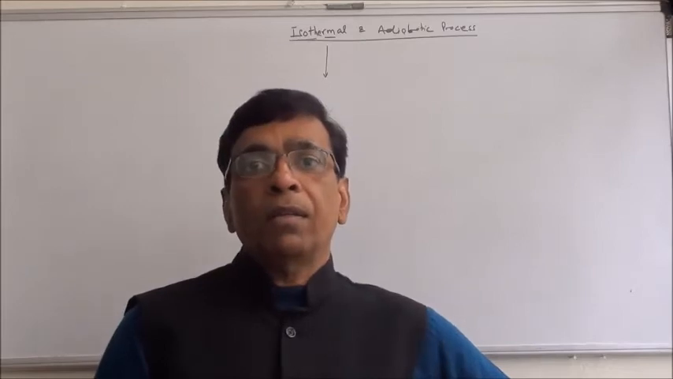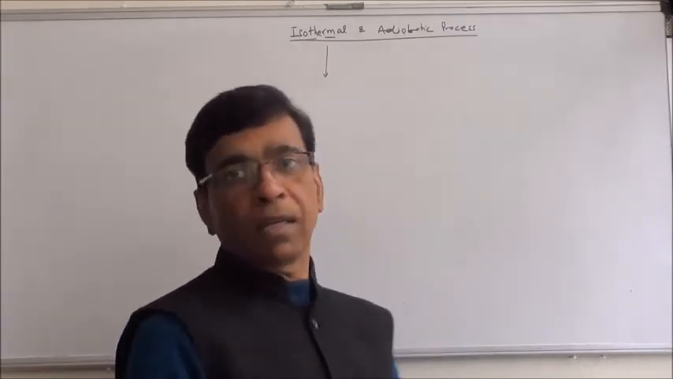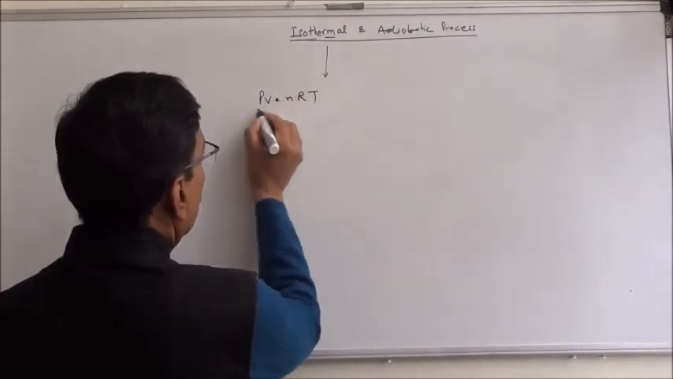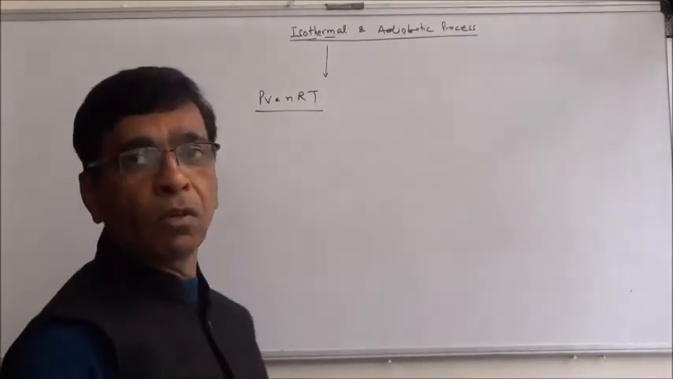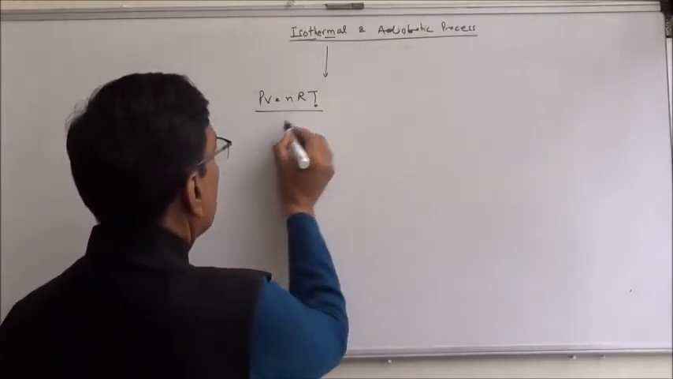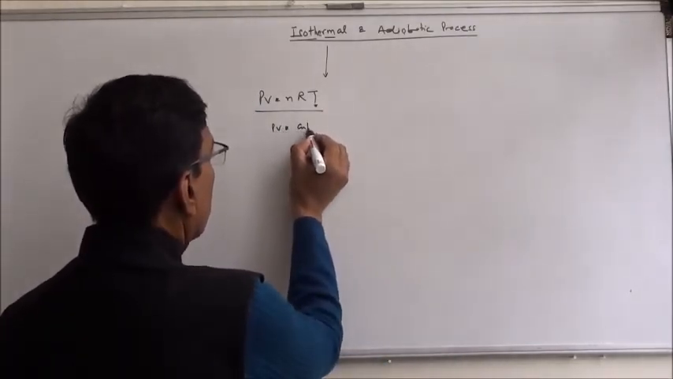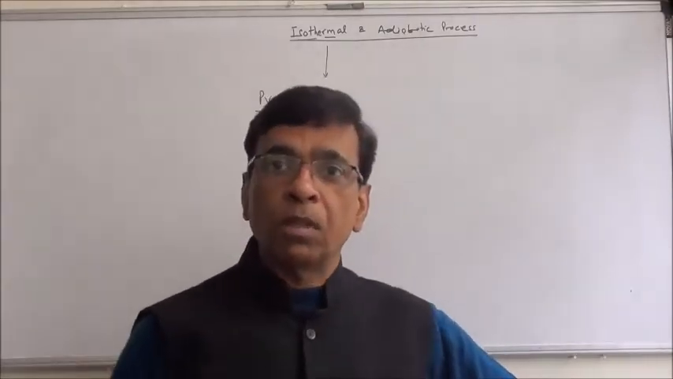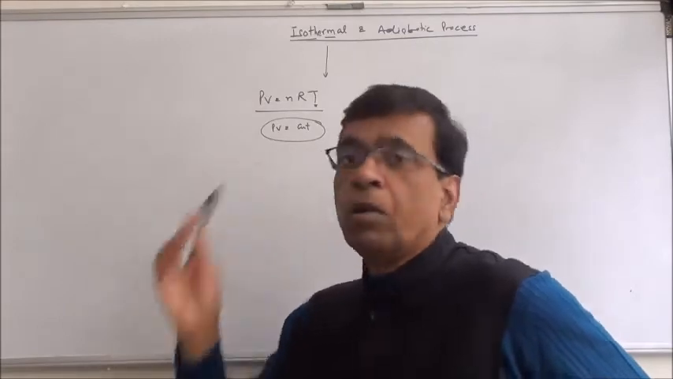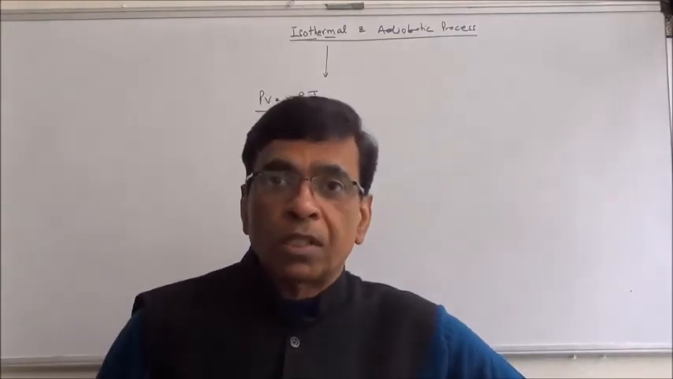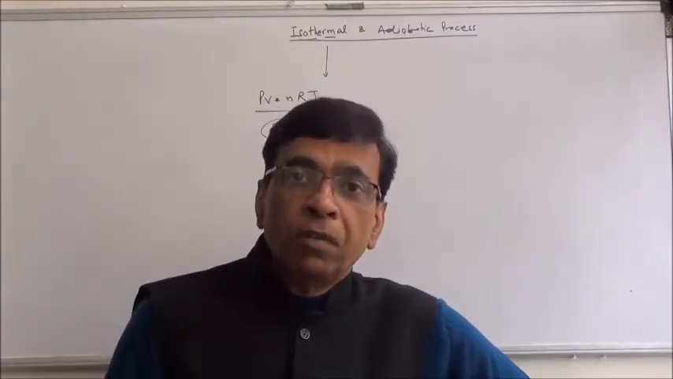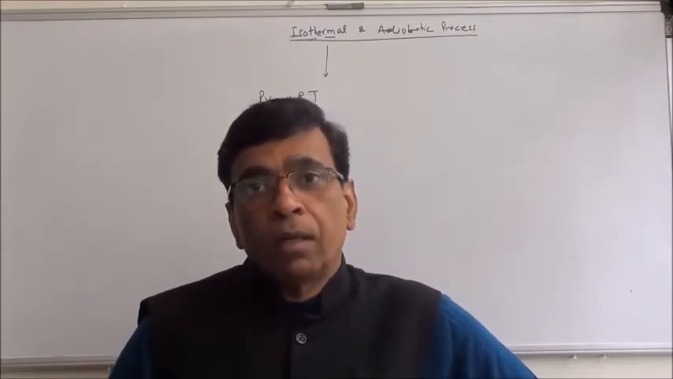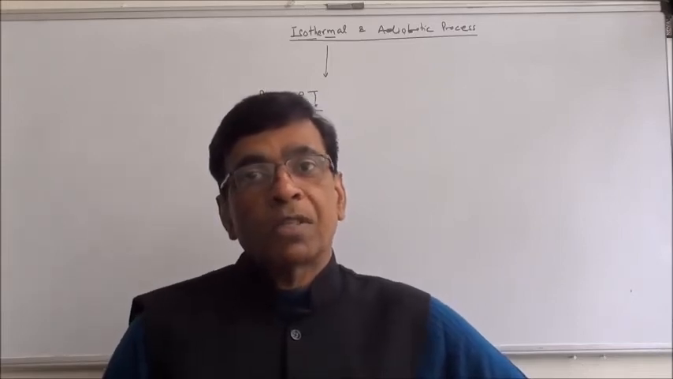If we are taking ideal gas, we know that this is the equation that ideal gas follows. So constant temperature means PV is equal to constant, Boyle's law. So an ideal gas undergoing isothermal process will obey Boyle's law. PV is equal to constant. Now we will also derive an expression for the work done in isothermal process.